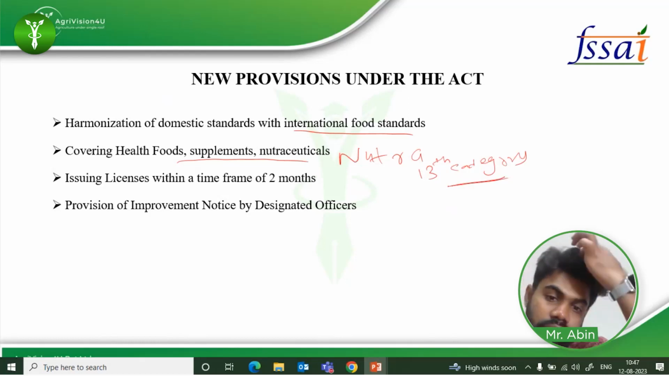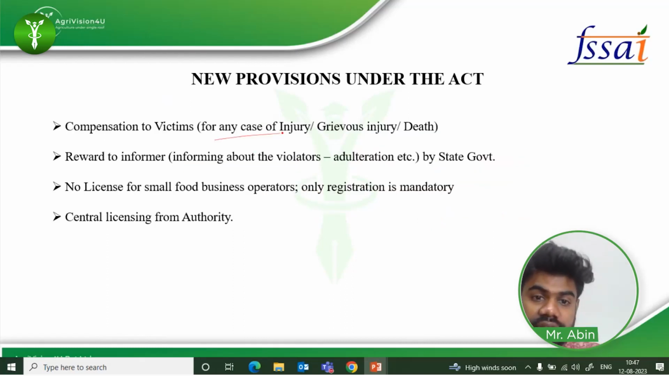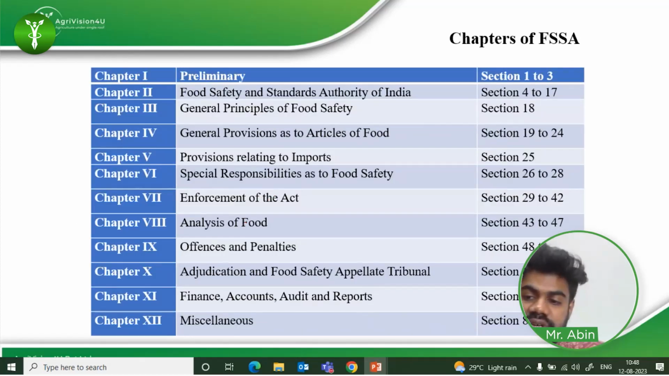For this, there were no existing regulations or guidelines before. It came only after the introduction of the FSS Act, with a license issued within a frame of 2 months, and registration in less than 14 days. Improvement notice by designated officers. All these are new provisions under the Act. Compensation to victims if there is any grievous injury or death, and reward to informers for informing about violators. For small scale businesses, registration only is required, with no need of a license. Central licensing from the authority. All these are new provisions under the Act.